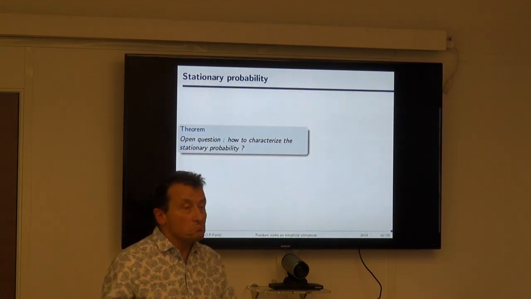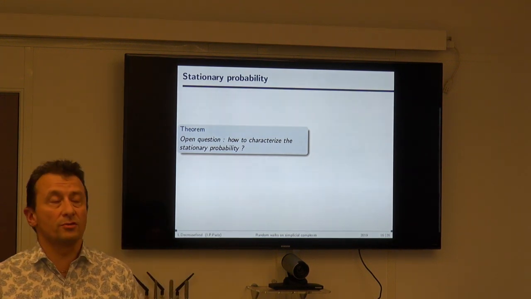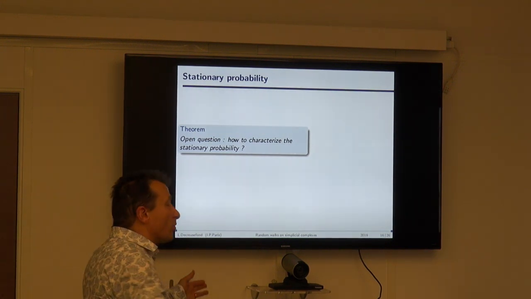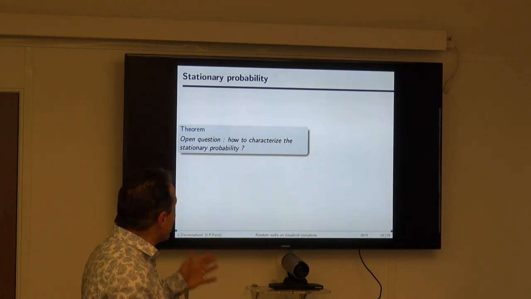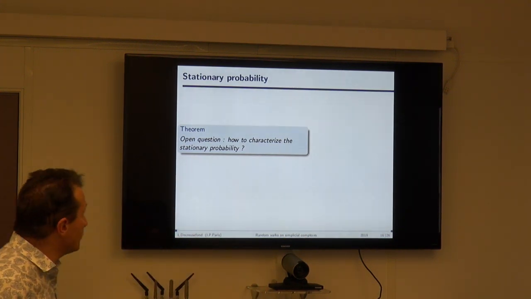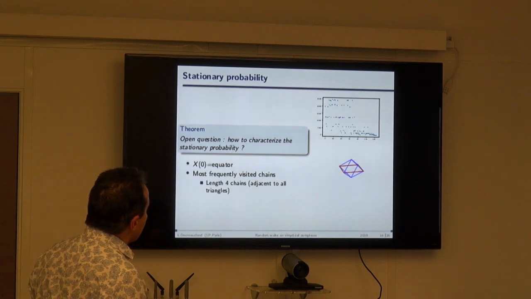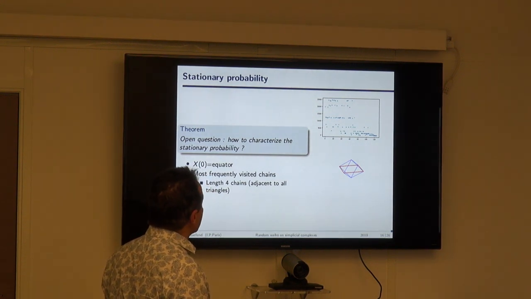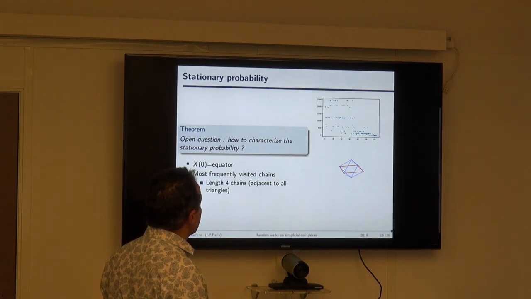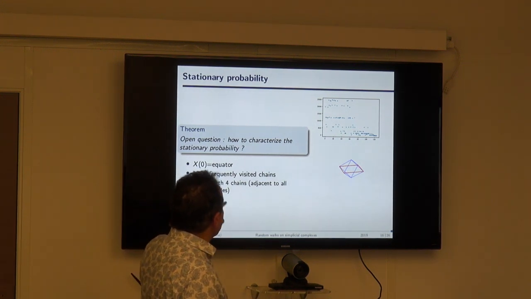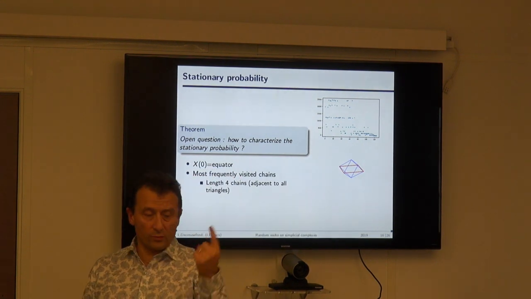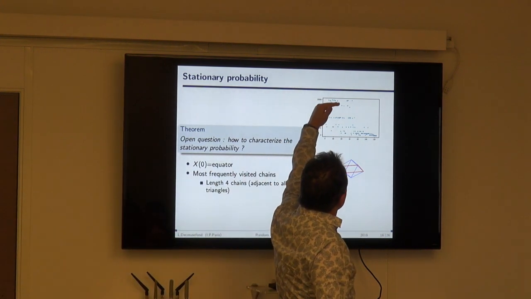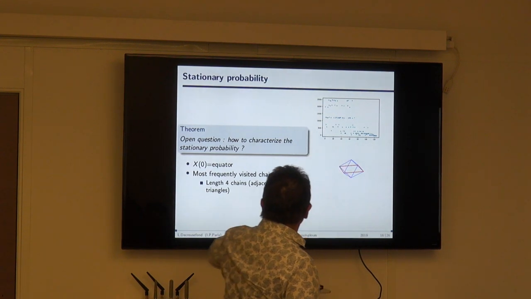And another question is, can we characterize the stationary probability? Can we say it's the uniform probability with respect to something? We thought we had found something, and I discussed with some of the guys, and it's absolutely not clear why it would be like this. You consider the equator as initial path, and then you look here, the stationary probabilities are very stratified. And that's very strange.